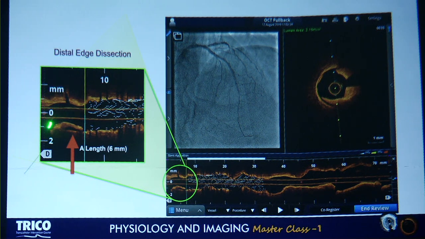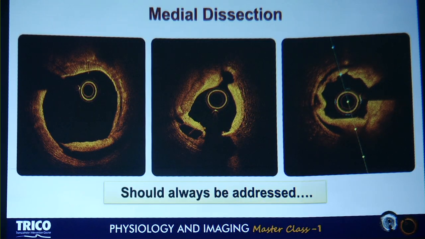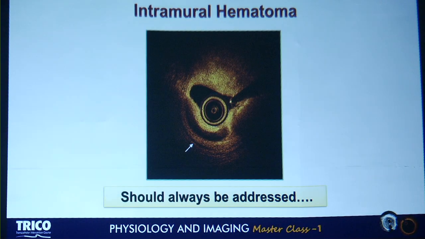Again, never ignore this image, because at times it gives you a tremendously good idea about what you are doing and what you have missed, only by seeing this image. This is a medial dissection, which should always be addressed. Again, this should always be an intramural hematoma.